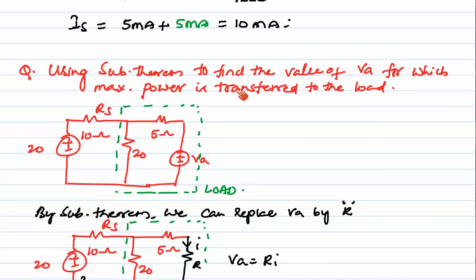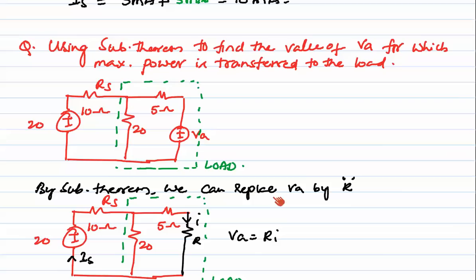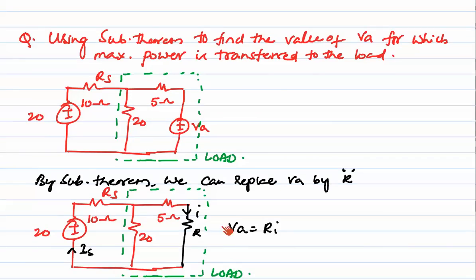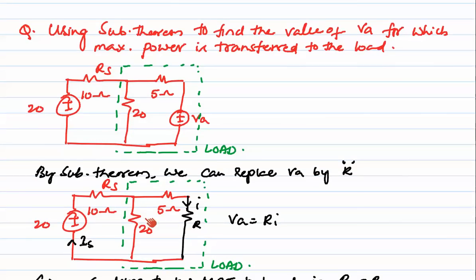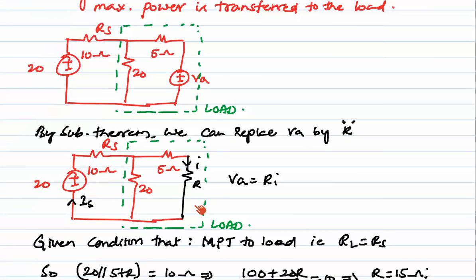And the last problem in this session. Using the substitution theorem, find the value of VA for which the maximum power is to be transferred to the load. So here maximum power transfer to the load is the condition, and VA we need to find. First we will replace the VA with a resistance R here like this. VA is nothing but R into I, and in order to transfer the maximum power from the source to the load, the load resistance should be equal to the source resistance.